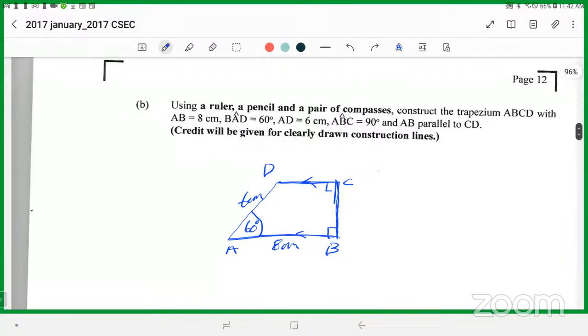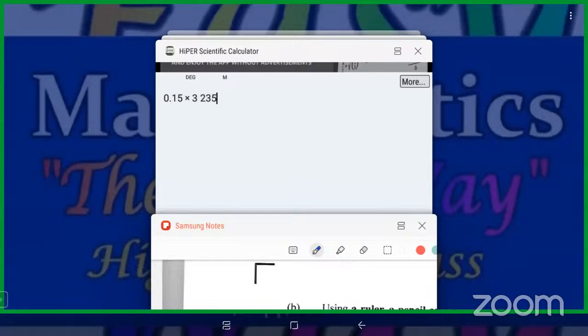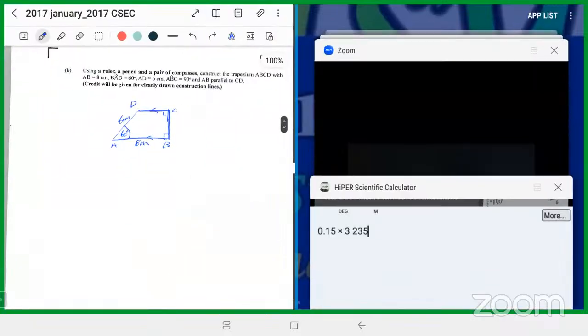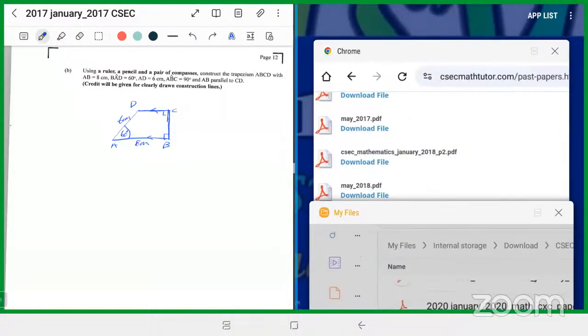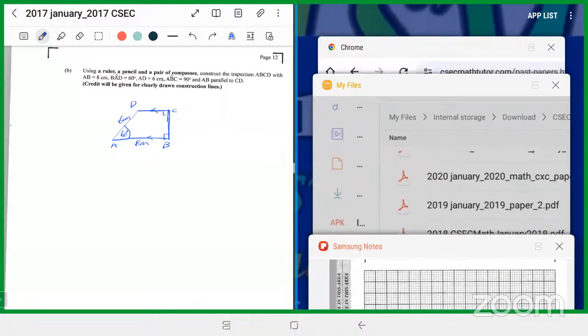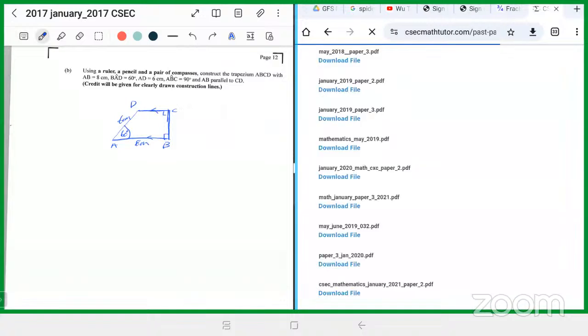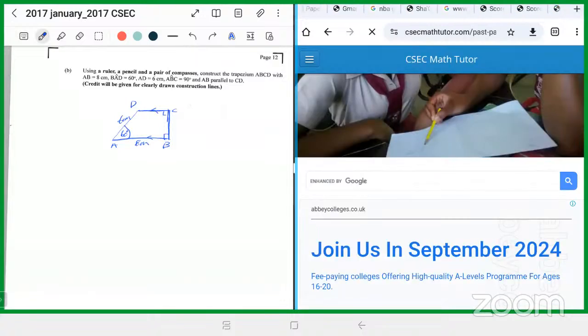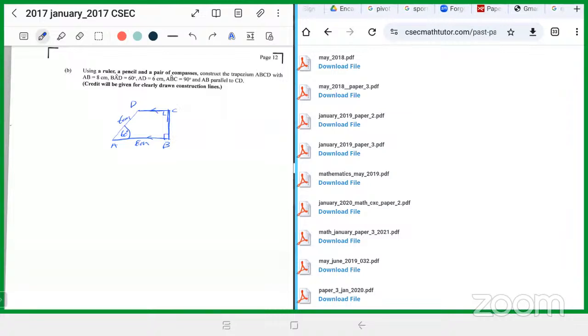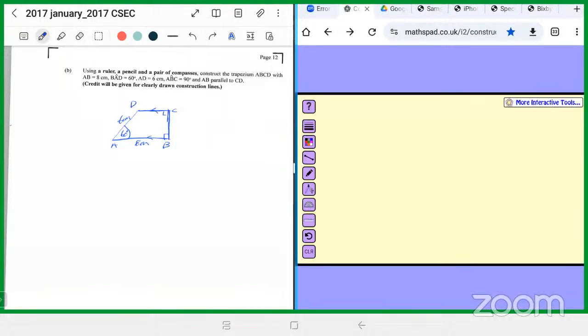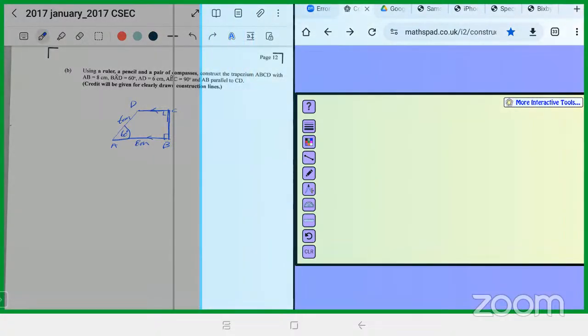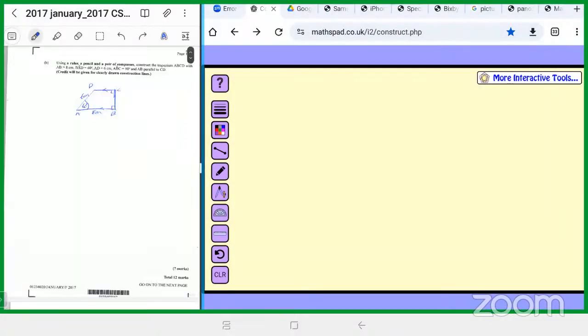All right. Let's go. Let's construct it over here. Sketch it and we'll construct it. Let's sketch this thing. All right, I'm going to draw the AB first.